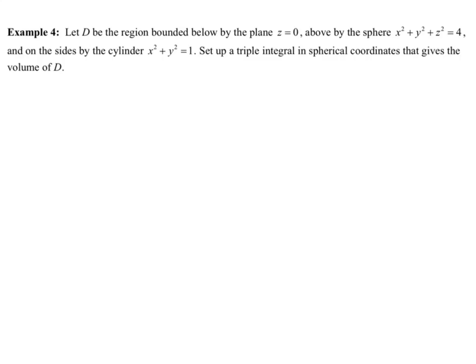Now the first thing I want to do is figure out what kind of shapes I'm looking at. So I'm going to try to graph this. The x squared plus y squared plus z squared equals 4 is something we're very familiar with. It's going to be a sphere centered at the origin with radius 2. And so in spherical coordinates, this gives me the equation rho equals 2. Now the next equation is a cylinder, x squared plus y squared equals 1. It has radius 1.